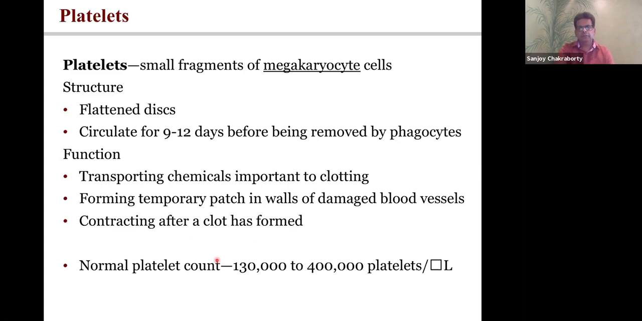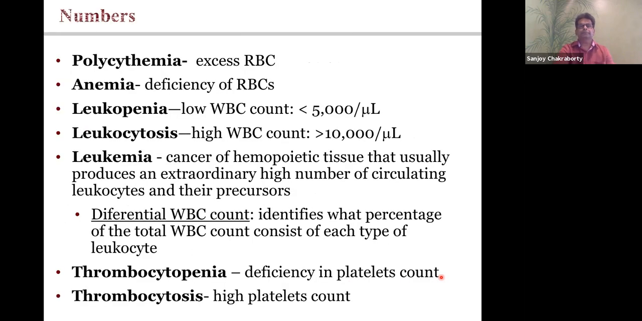Approximately you have 130 to 400,000 platelets. I mentioned this earlier, but this is per microliter of blood, not liter. Something happened to the symbol. So it's like a drop: 130 to 400,000 platelets per microliter of blood.